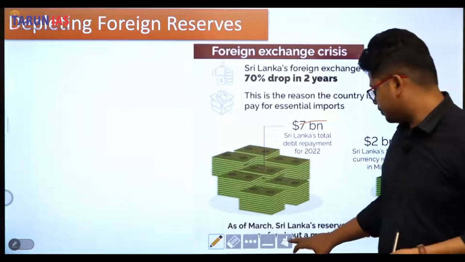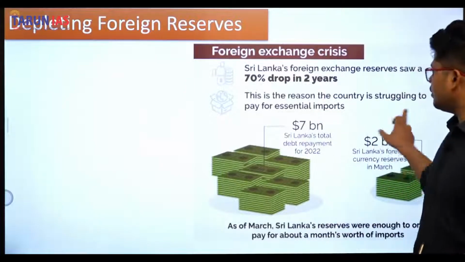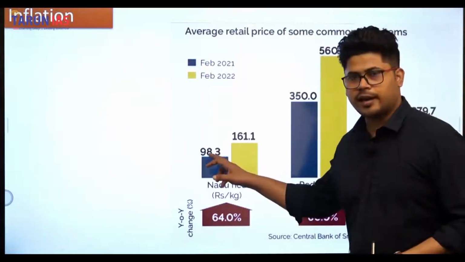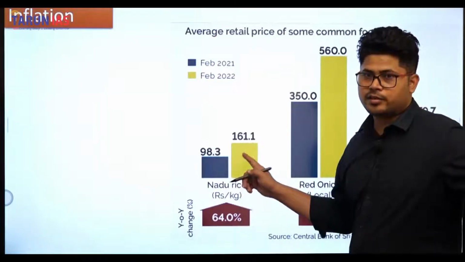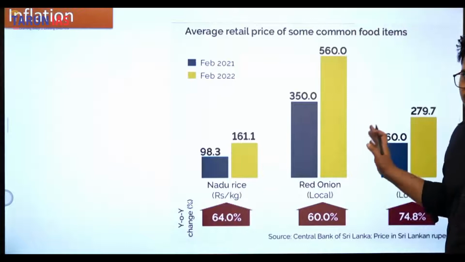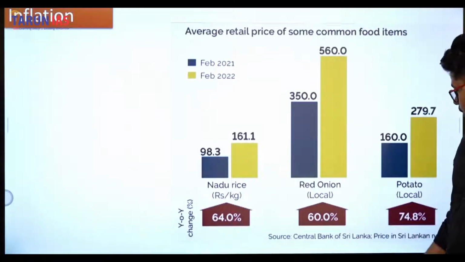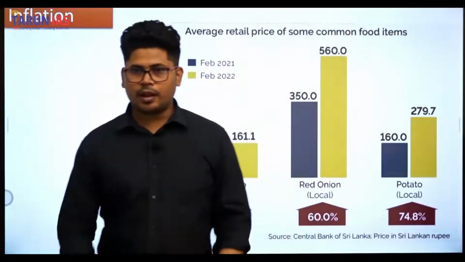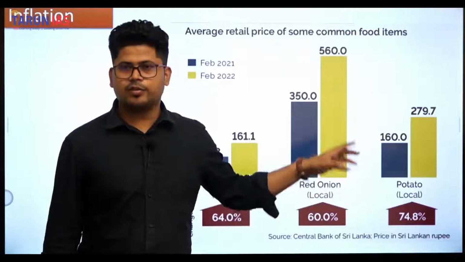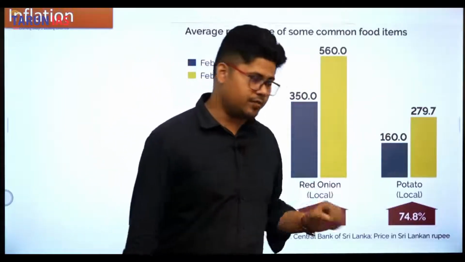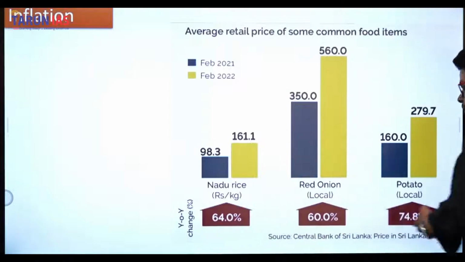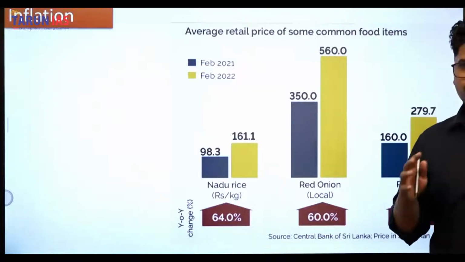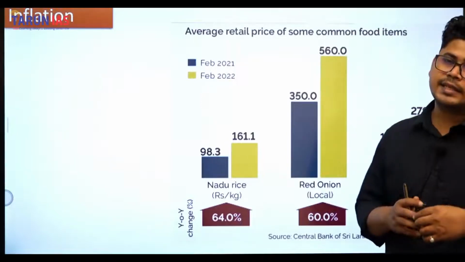I hope you understood this whole. Like inflation, rice, which was 98.3 Lankan rupees per kg, is around 161. Okay? See, the inflation is very high. Red onion, which was around 350 rupees per 5 or 10 kg, I believe, is now 500, trading at 560. And similarly, potato, which was 160 rupees per 5 kg, I believe, is now trading at 279.7 rupees per 5 kg. That means you can see almost everything is around at least 60% price hike, and that means the population of Sri Lanka is facing very crucial time for their basic necessities.